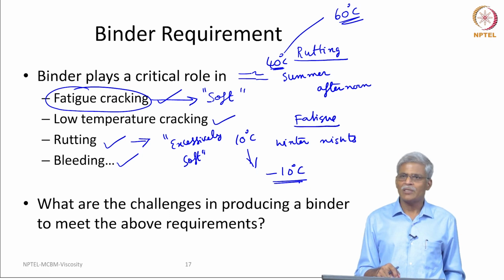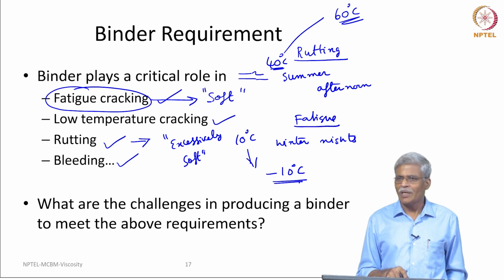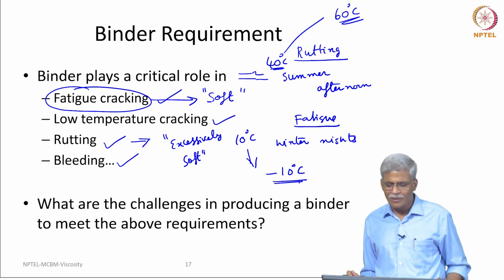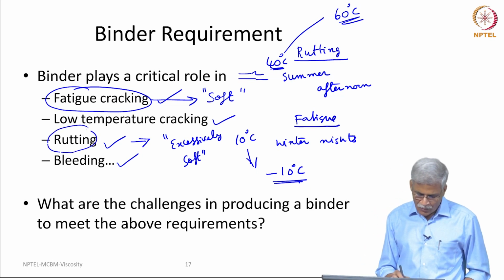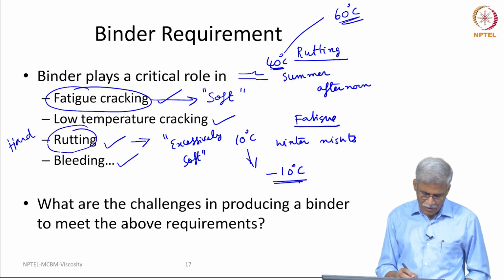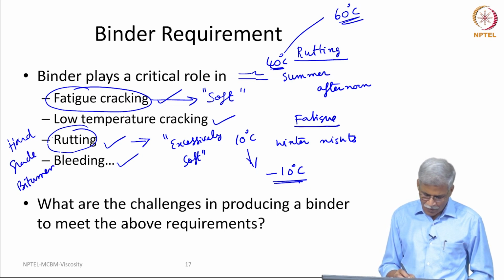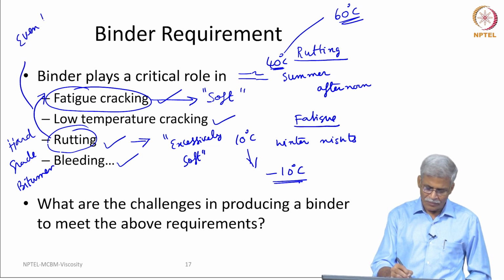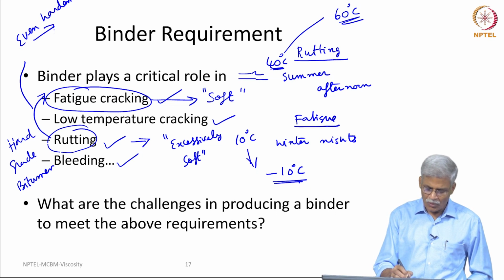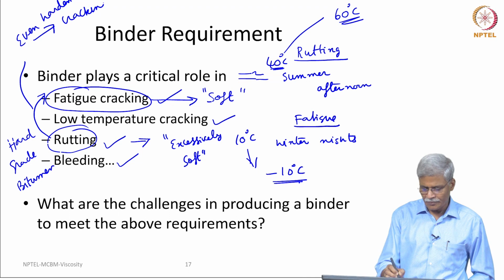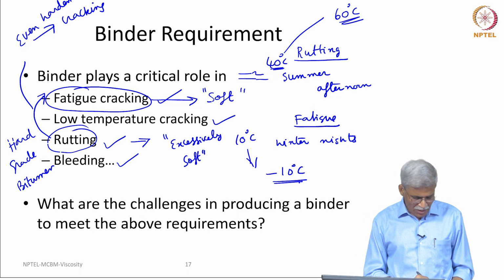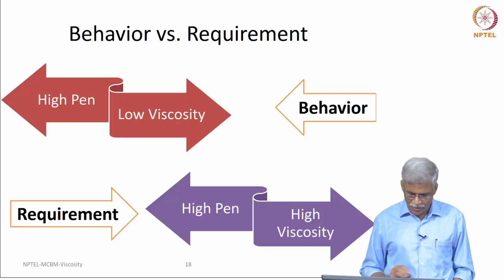So, if you try to balance fatigue, you are going to have a problem with rutting, and we can argue on the other side also. If you really do not want any rutting, then you are going to use a very hard grade bitumen, but that hard grade bitumen, when you are talking about fatigue, can become even harder and lead to cracking. So, if this is the situation, how do we really handle it? Let us first try and understand what the scenario is here.